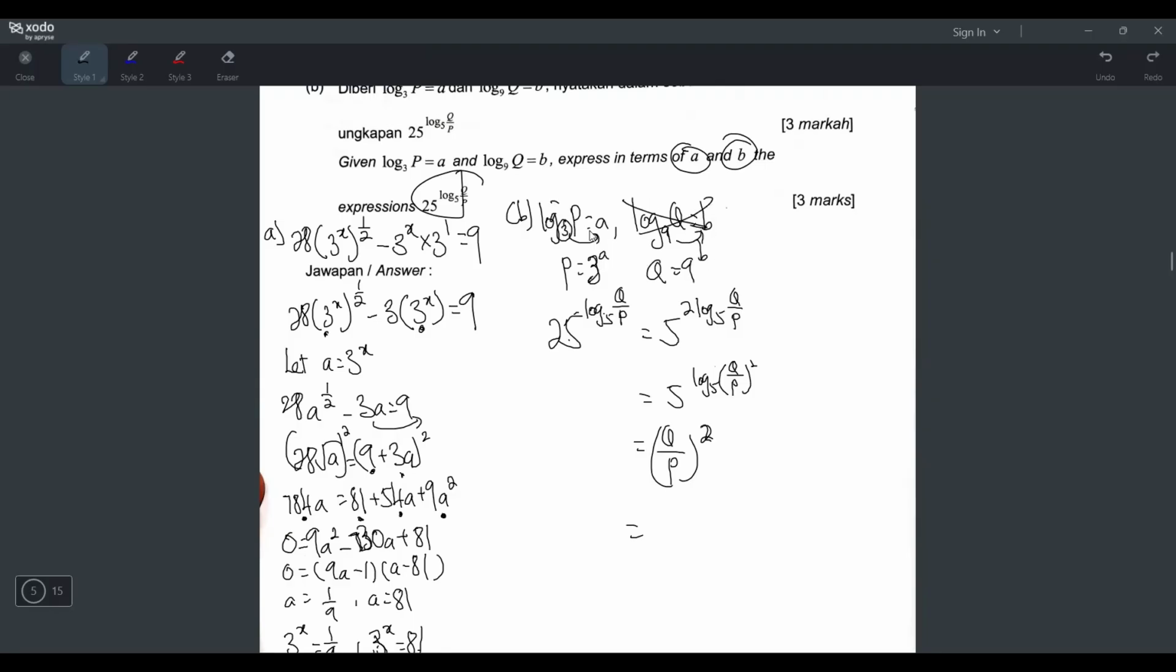So now I will not look at these two already. I will only look at these two. And then just sub in P and Q, masuk dalam. That's how you do it. So it becomes bracket something power 2, right? Okay, for the Q, I will sub 9 power B. And then for the P, I will sub 3 power A, right? And can you see they are both divided?